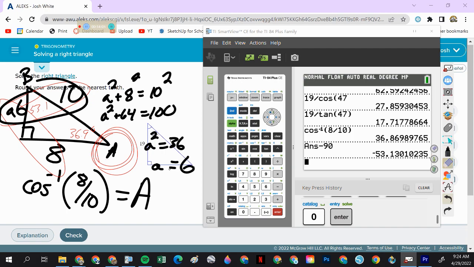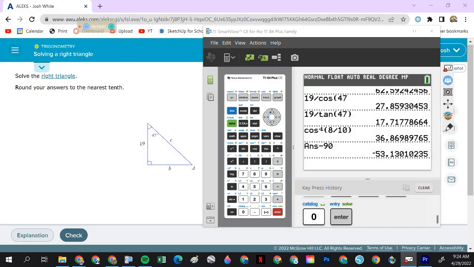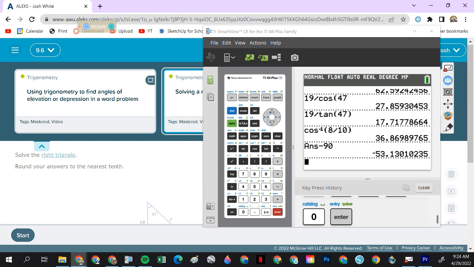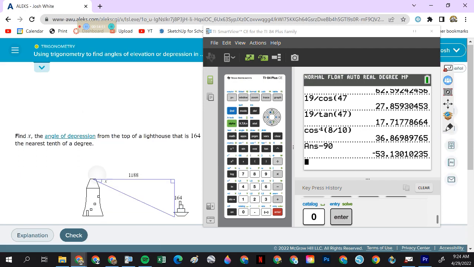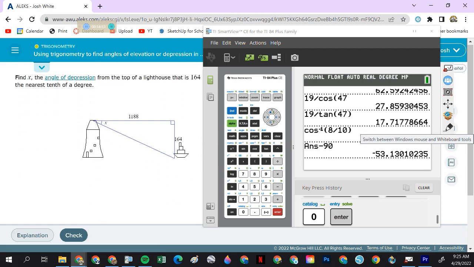All right, last problem. So, angle of depression. The angle of depression means if you are looking perfectly horizontal and you tilt down, how far of a rotation is that tilt? Some of these problems will have angle of elevation, which is the opposite. You point flat and then you tilt up.